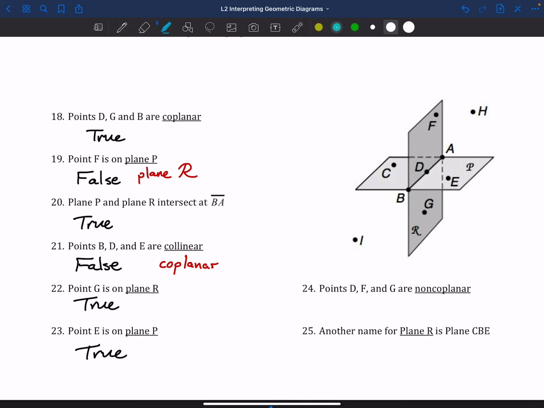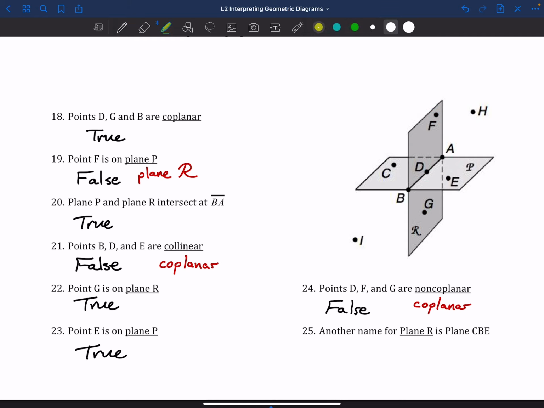After that, we've got points D, F, and G are non-coplanar. This one, again, might seem a little tricky. We know that F and G are on the same plane because they're definitely on that same area where it's shaded in the same way. And then point D is actually on both planes. It's right where they intersect, so it's on both planes at the same time. So these are actually on the same plane. That means that calling them non-coplanar would be false, and again, easy fix. Instead of calling them non-coplanar, we just say that they are coplanar. Cool, that's all.